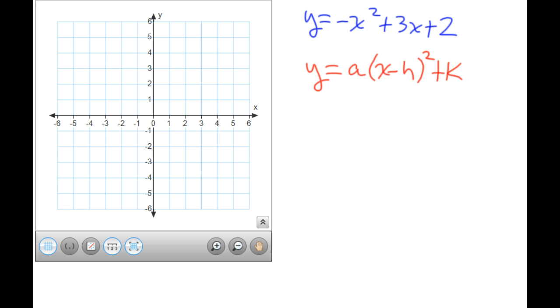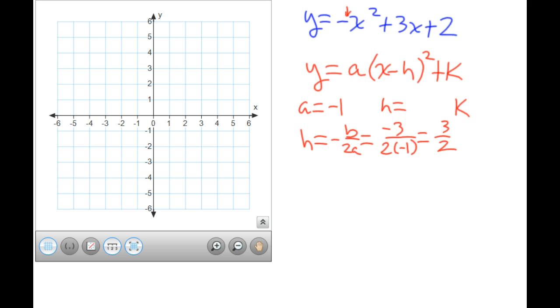To write an equation in vertex form, I need the values for a, h, and k. Well, the a in standard form will be the same a in vertex form, so since a is -1 here, I know that a must be -1 in vertex form. To find h, the formula is h equals -b over 2a, so in this case it'll be -3 over 2 times -1, so that's just 3 over 2.